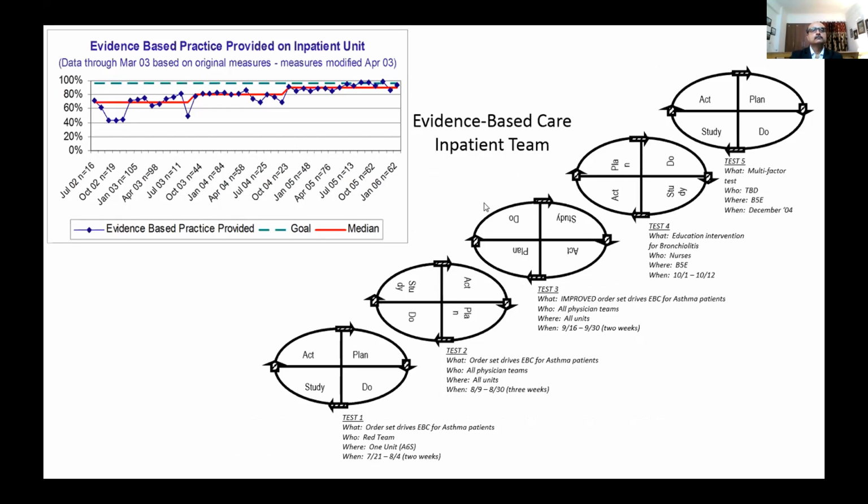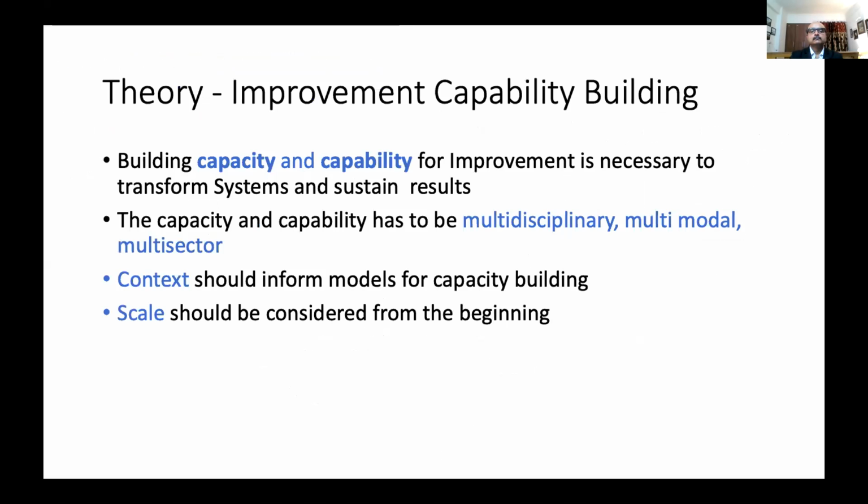And so we build our QI charts, our measures of success, as you can see on this left slide. And then on the right side of the slide, you can see our PDSAs that we run over time, eventually getting into multifactorial work.